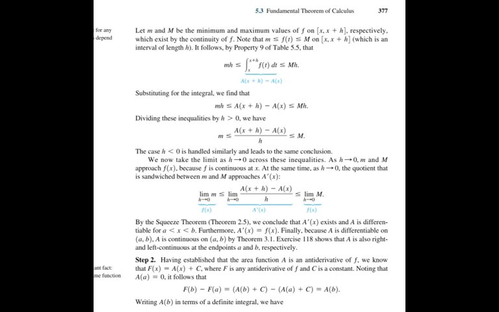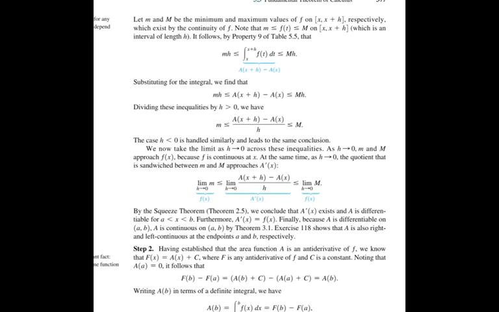Okay, so by the squeeze theorem, we conclude that A prime exists and A is differentiable. Because this exists and is differentiable, this derivative has to exist. By the squeeze theorem in 2.5, we conclude that A prime exists and is differentiable. This is a number because there's no h, so that's going to be just little m. This is going to be big M. So this derivative has to exist.